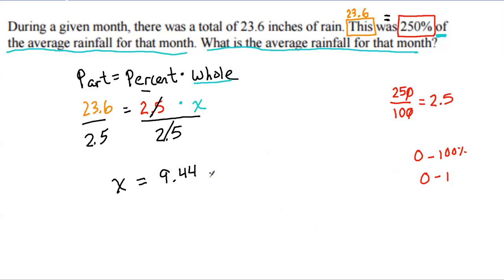And what are we talking about here? Well, this is in inches because it says, what is the average rainfall for that month? This was in inches here, so this value is also going to be in inches. And notice that that makes sense. If I take 250% of 9.44, if I take 2.5 times 9.44, I'm going to get this really big number. So in this problem, basically, they had a month where they got a lot more rain than what they typically get, a lot more rain than the average. So that's why you have that big percent there.